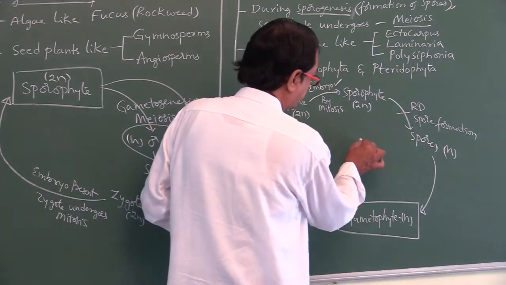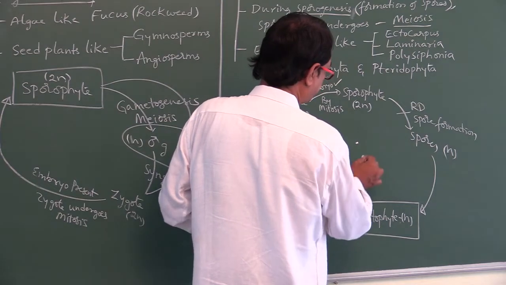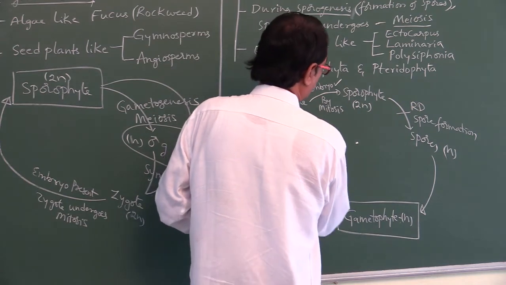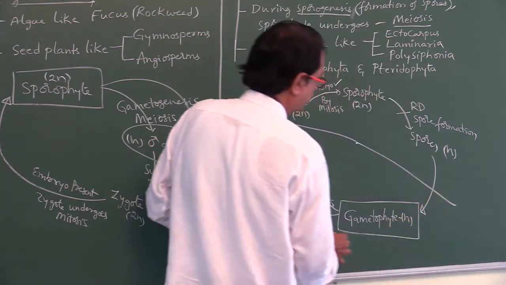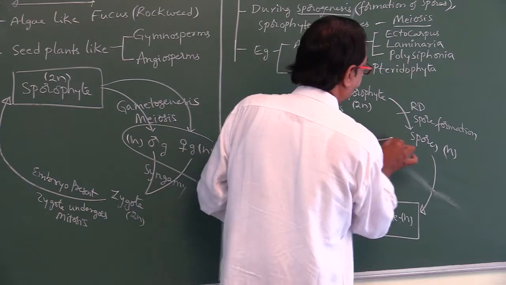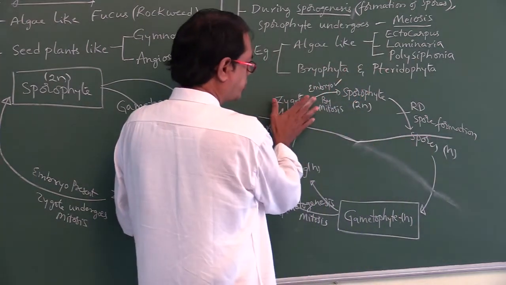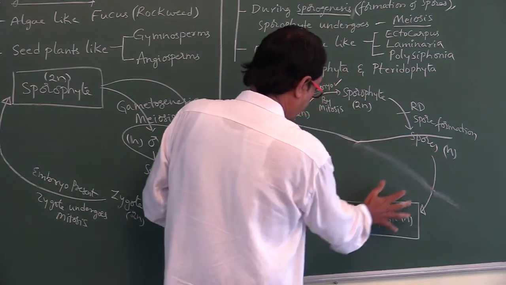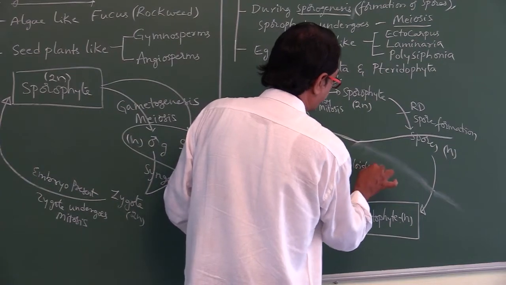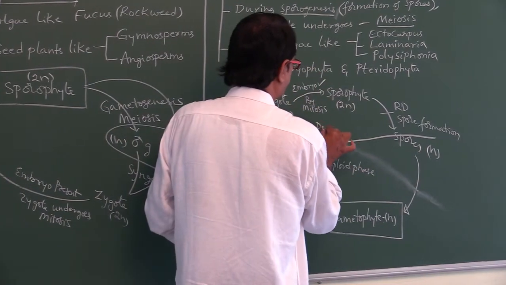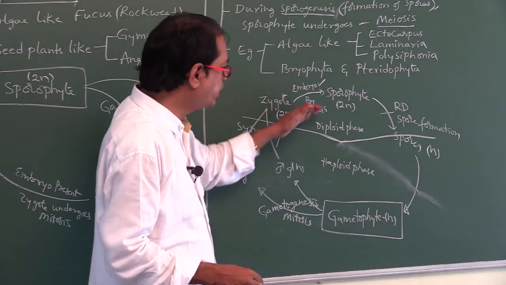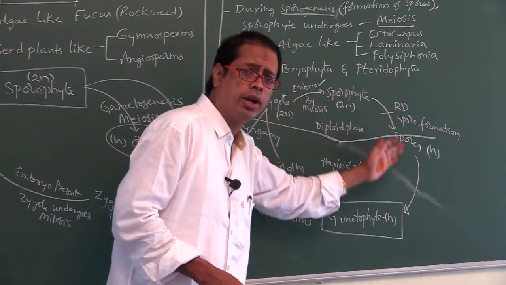So this is diploid, diploid. This is haploid, haploid, haploid. So this is haploid phase. This is diploid phase. Haplodiplontic life cycle.